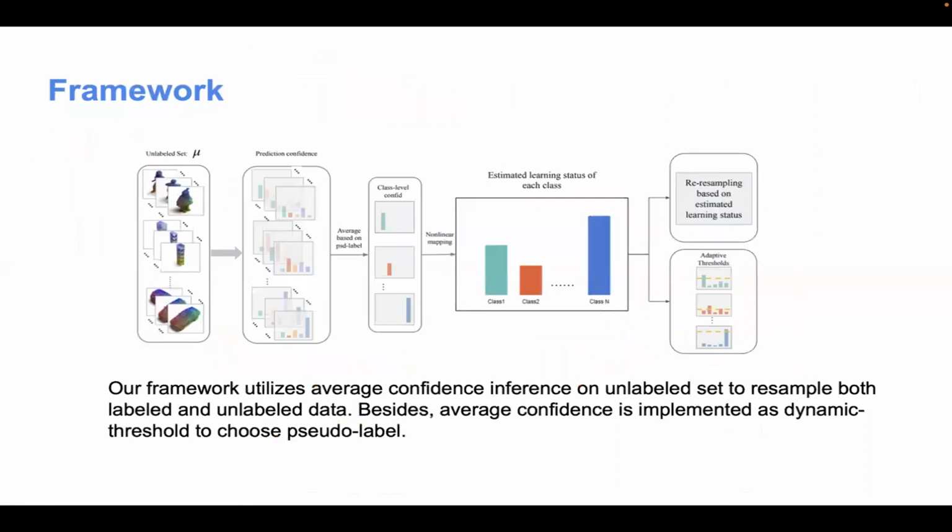This is the framework for our method. Our framework utilizes average confidence on unlabeled data to resample both labeled and unlabeled data. Besides, average confidence is implemented as a dynamic threshold to choose the pseudo-labels.